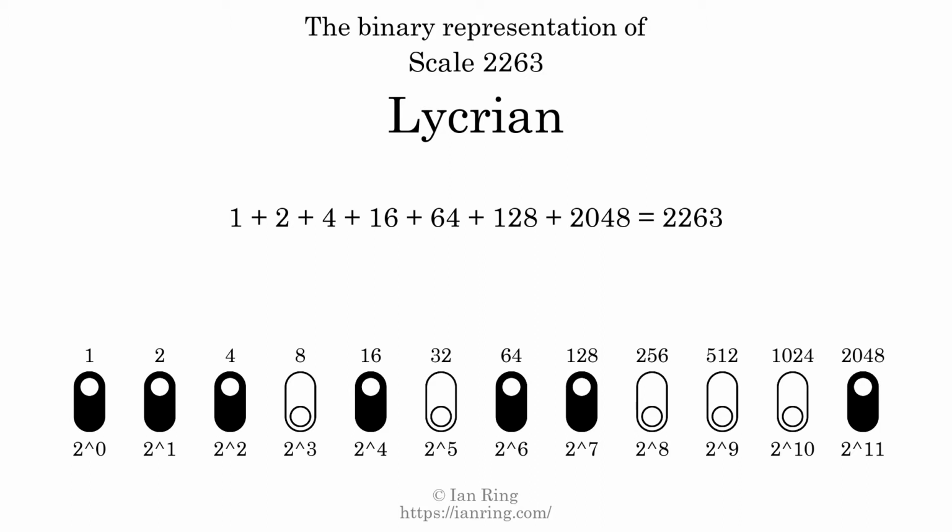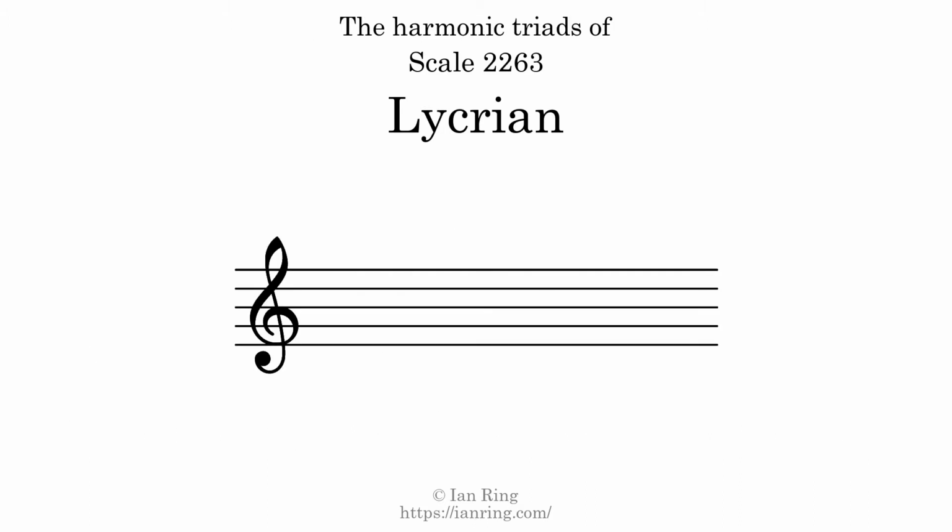2263. The scale number not only enumerates the scale with a unique index, but it also literally describes the tonal content of the scale. Represented as a binary number in base 2, the scale number is 100011010111. Here are the harmonic triads present in this scale.